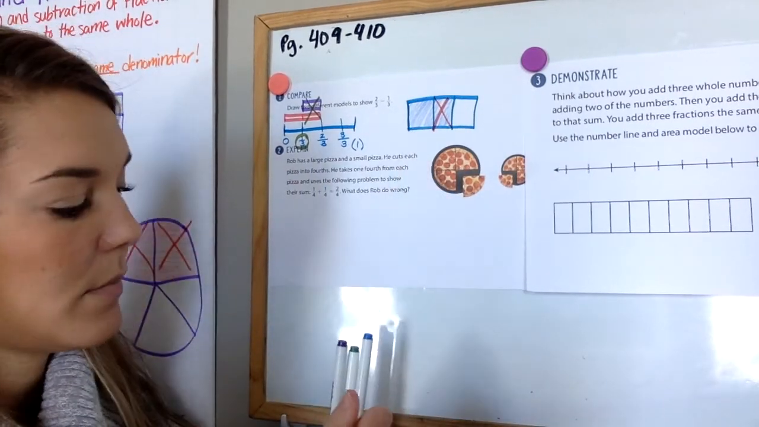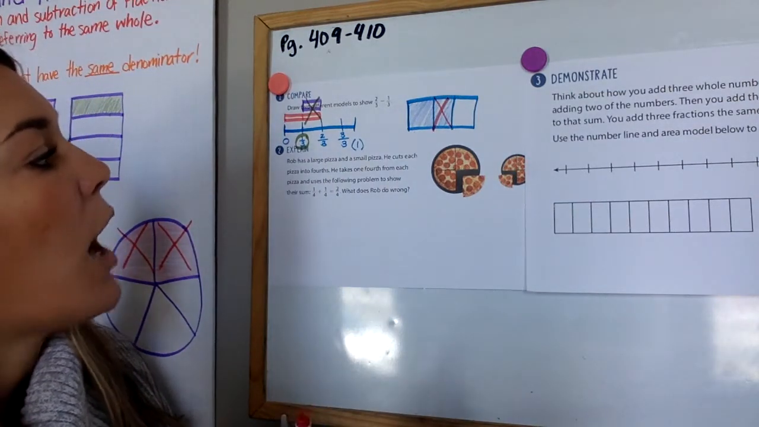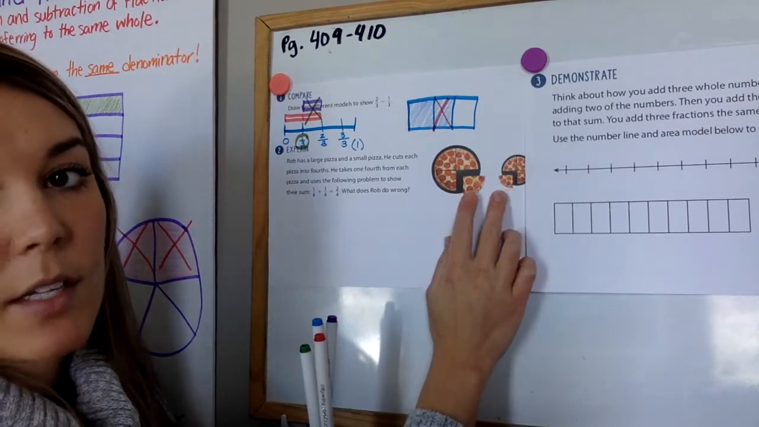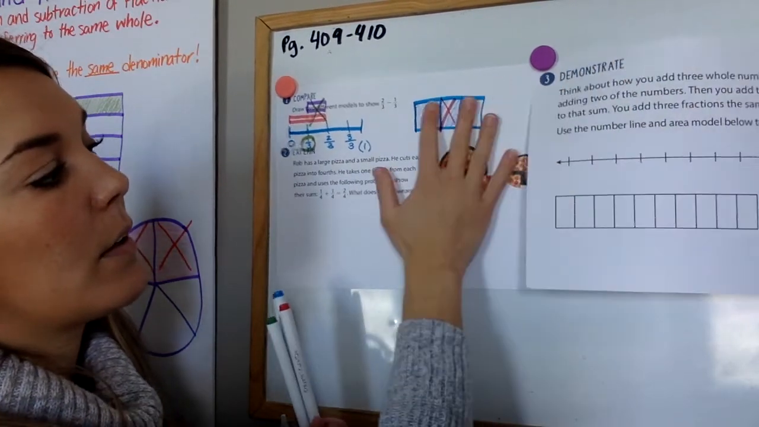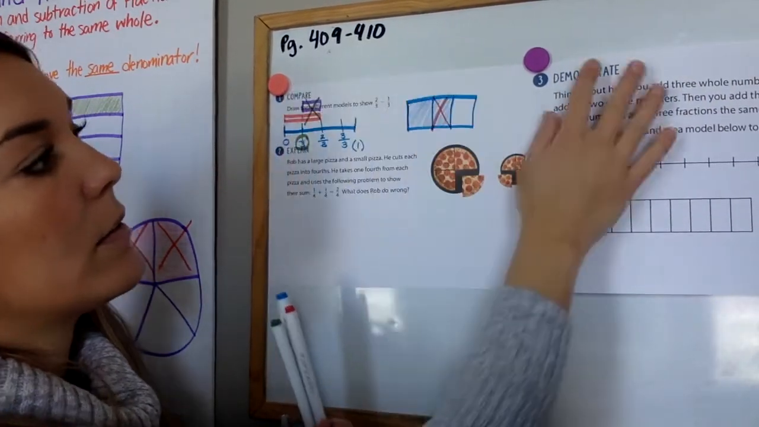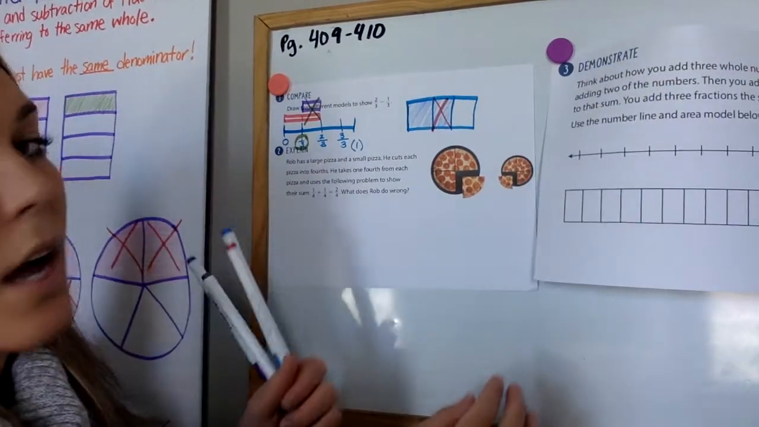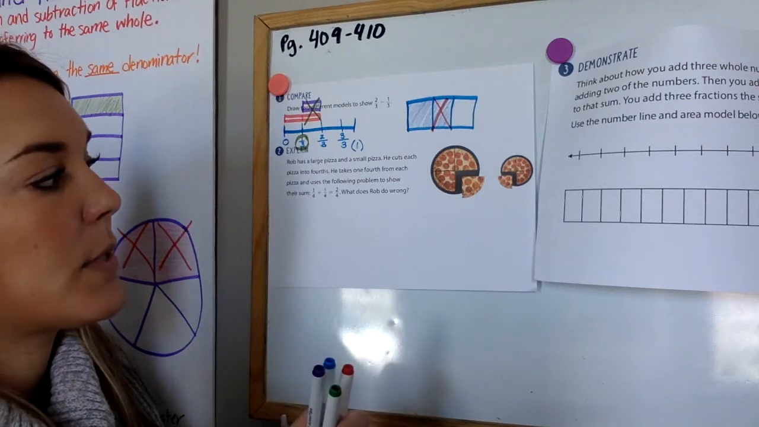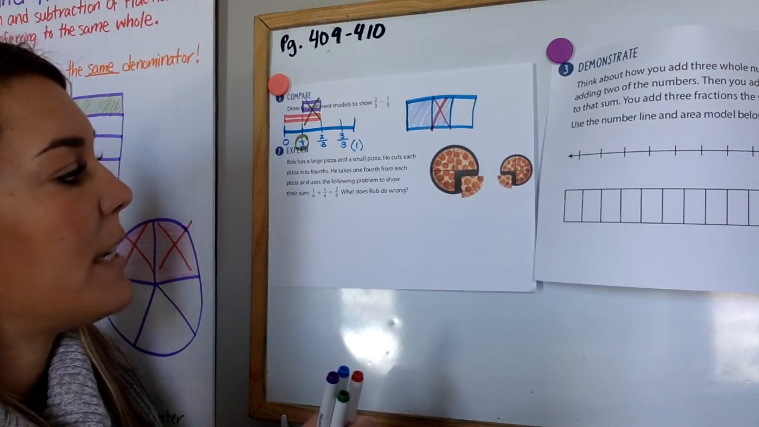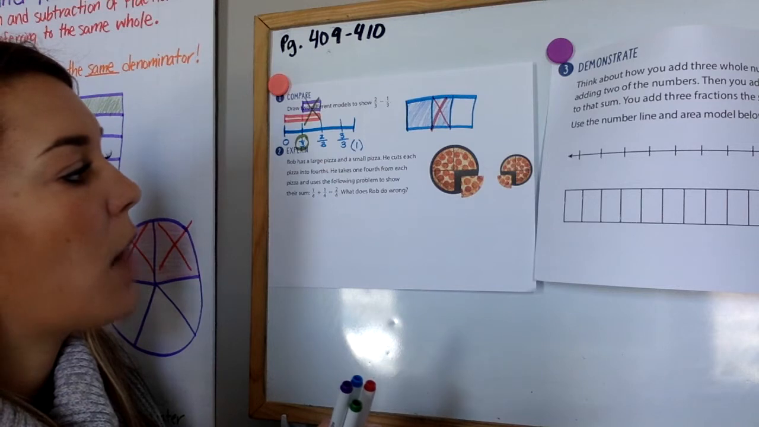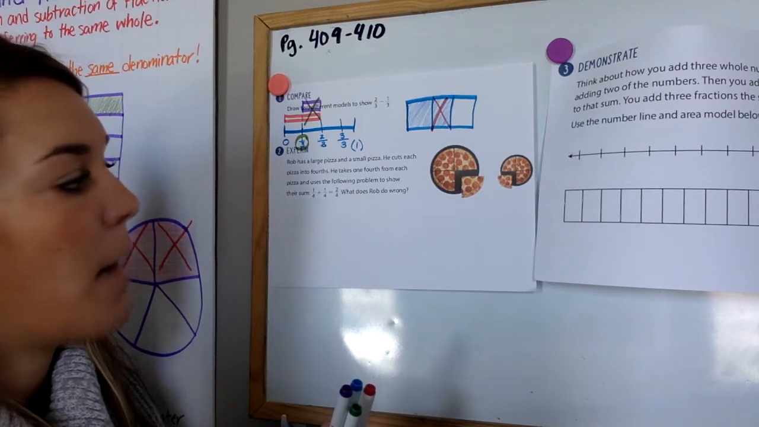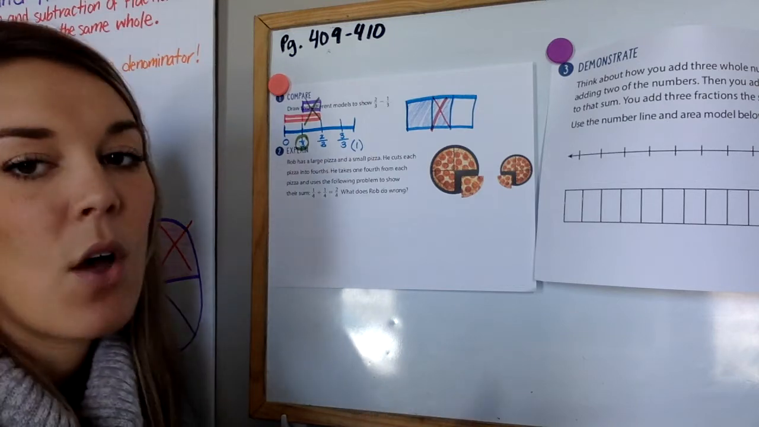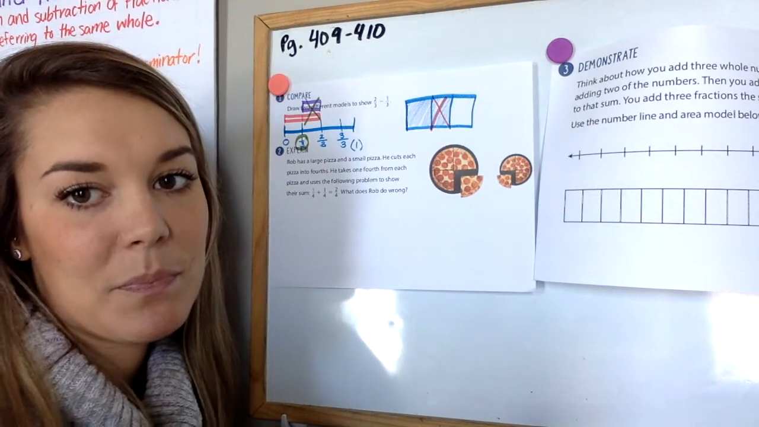Alrighty. Number 2 says, Rob has a large pizza and a small pizza. The pictures are right here. He cuts each pizza into fourths. He takes 1/4 from each pizza and uses the following problem to show their sum. 1/4 plus 1/4 equals 2/4. What does Rob do wrong?